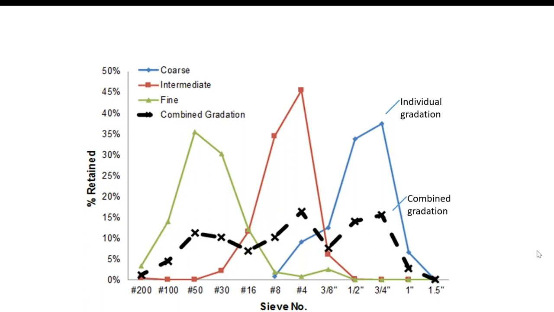I'll explain this again coming up. I hope it makes sense. If it doesn't, type a comment out or ask me a question at the end, and I'll try to explain it again. We're basically going to be picking a certain percentage of maybe your 57 stone, maybe your intermediate, maybe your sand, to get some kind of combined curve to fit inside that tarantula curve.